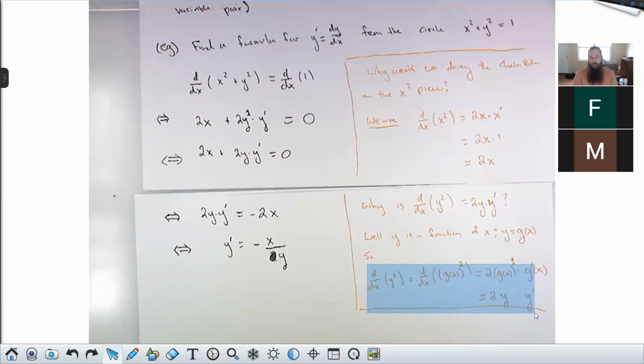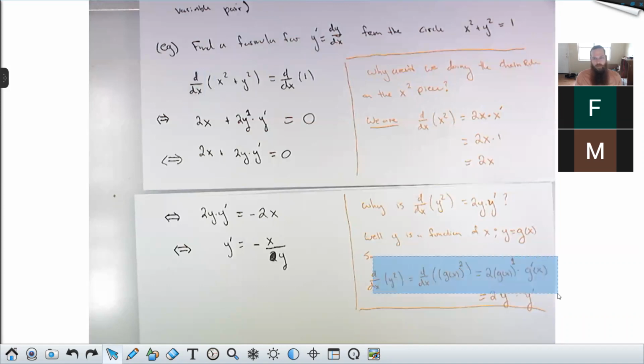I certainly don't want to have to write all of this every time, so we want to get comfy just working directly here. The reason the derivative of y is not 1 is because we're not differentiating with respect to the variable y. If this operator were d dy, then the derivative of y would just be 1. But we're taking the derivative with respect to x. Right, the variable here is x.